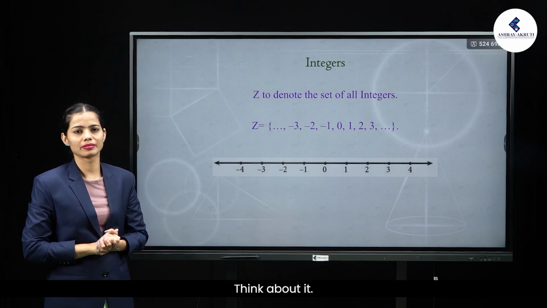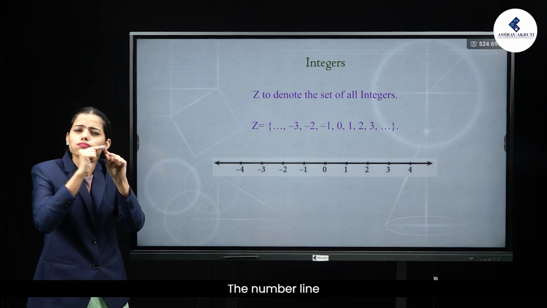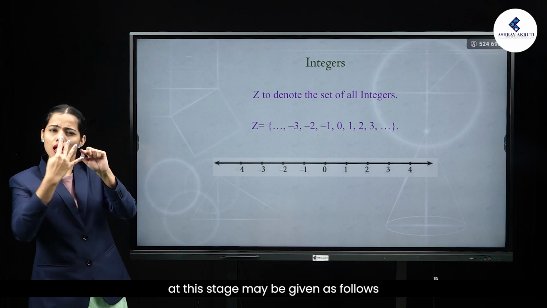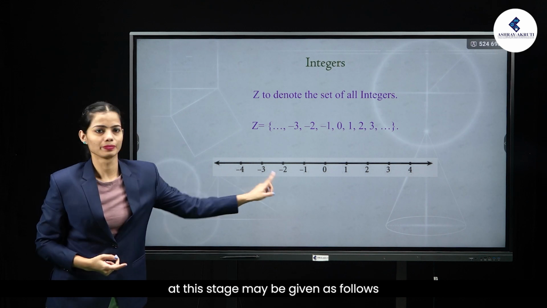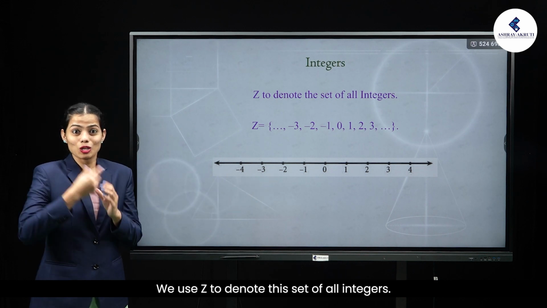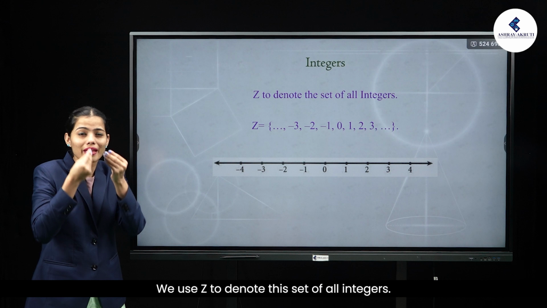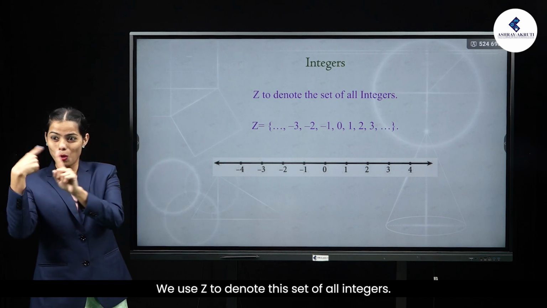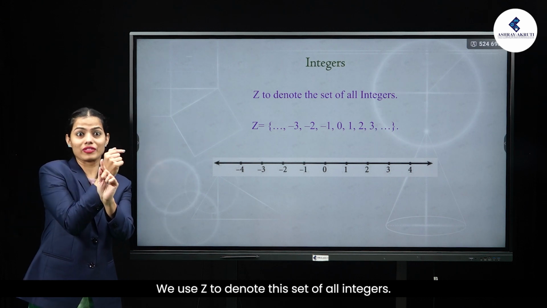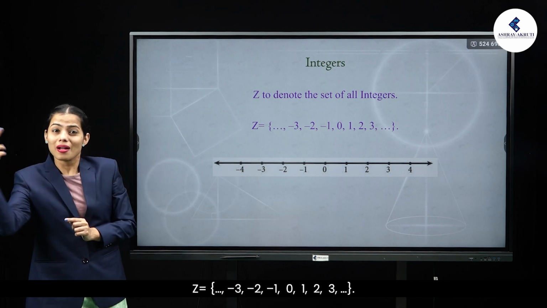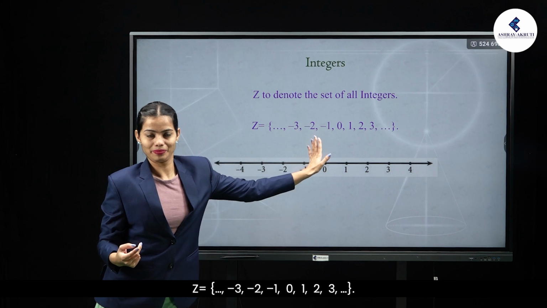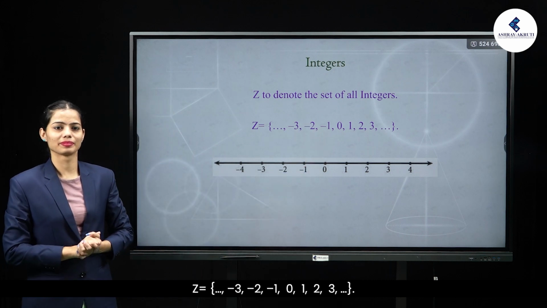Think about it. The number line at this stage may be given as follows. We use Z to denote the set of all integers. Z is equal to minus 3, minus 2, minus 1, 0, 1, 2, 3 and so on.